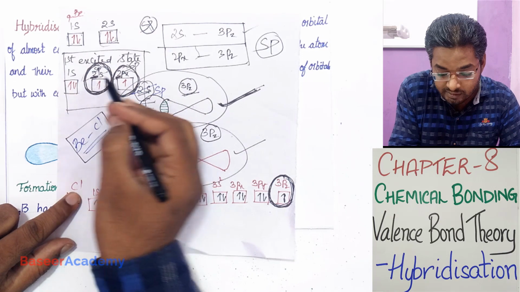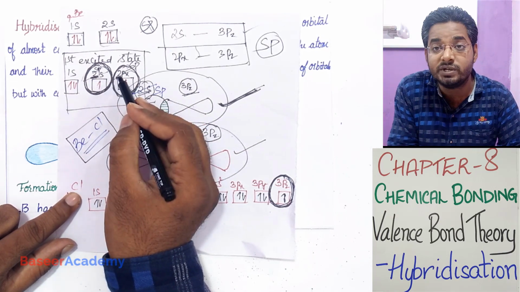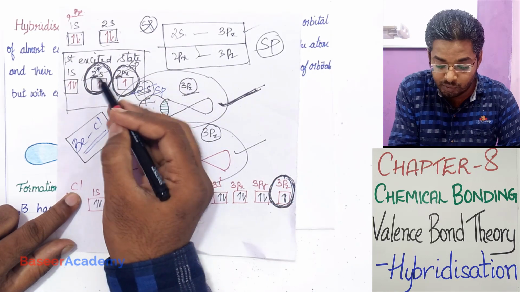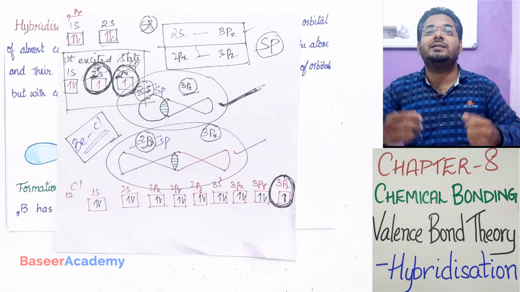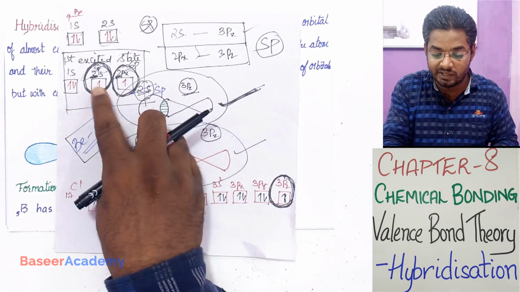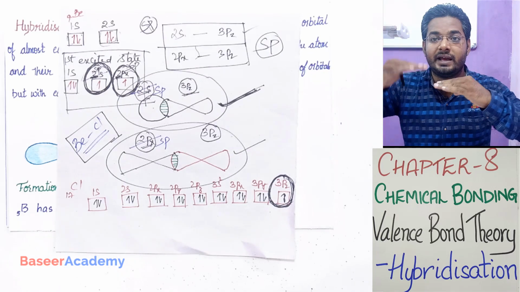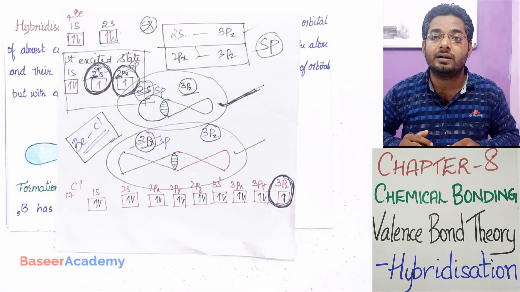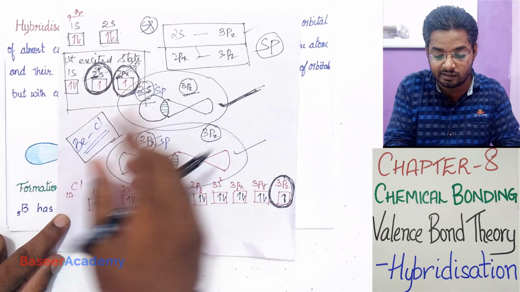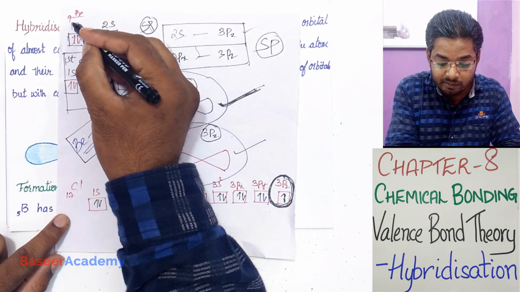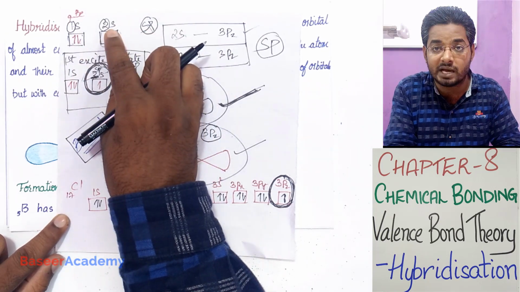This 2 that you see here is nothing but the principal quantum number which is used to denote the orbit. So both of these orbitals are in the second orbit. Since they are in the same orbit, the energy difference between them is not too high. They don't have the same energy, but the energy difference is not that high. So these two orbitals are in the outermost orbit. We can see here that beryllium has two orbits, the first orbit and the second orbit. Second orbit is the outermost orbit.